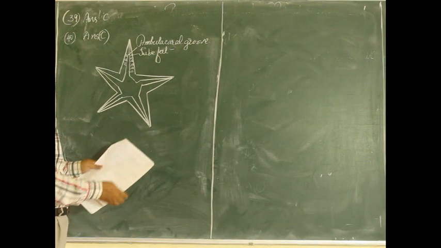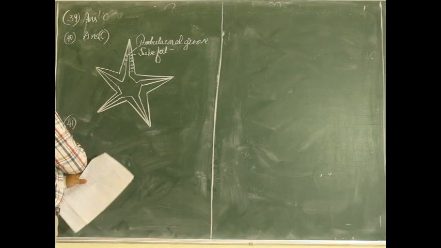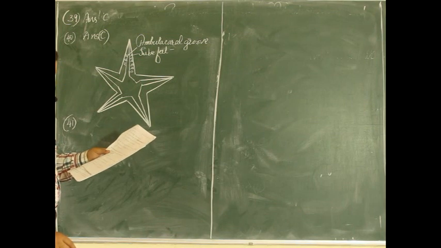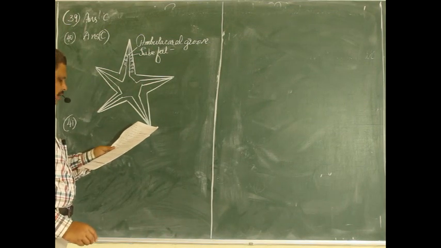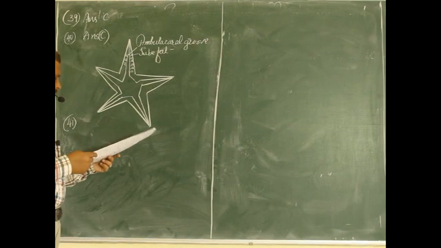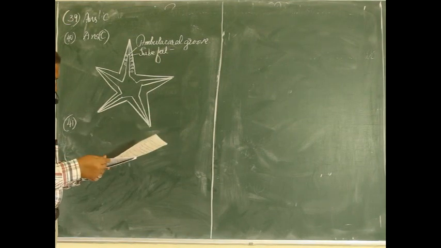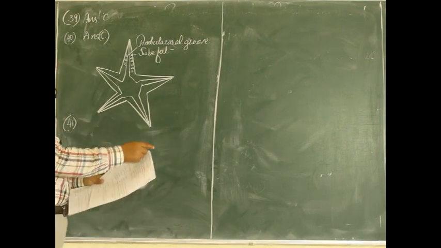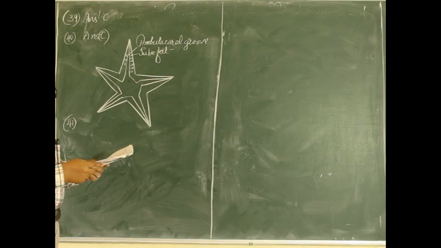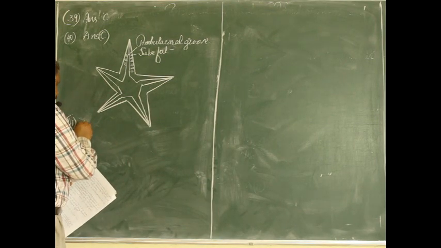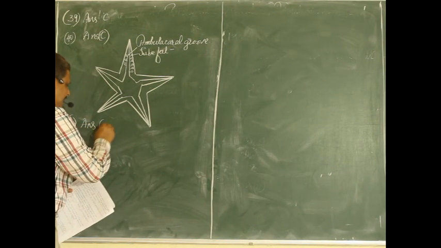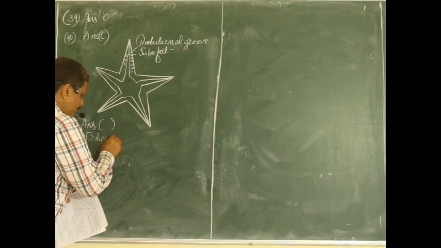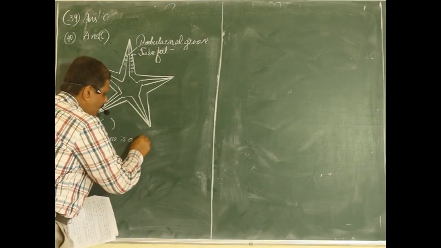Question number 41. Ecdysone is secreted from option A, Insecta. Option B, Trematoda. Option C, Nematoda. Option D, Polychaeta. First of all, what is ecdysone? Ecdysone is a hormone. It is a molting hormone.